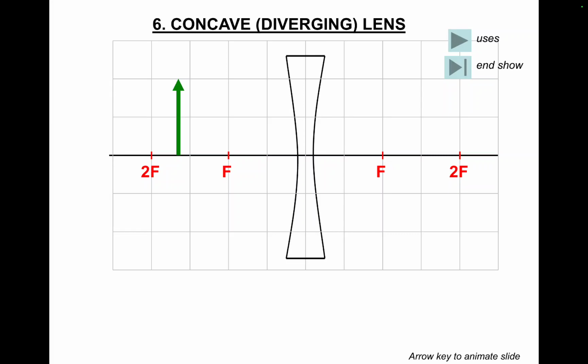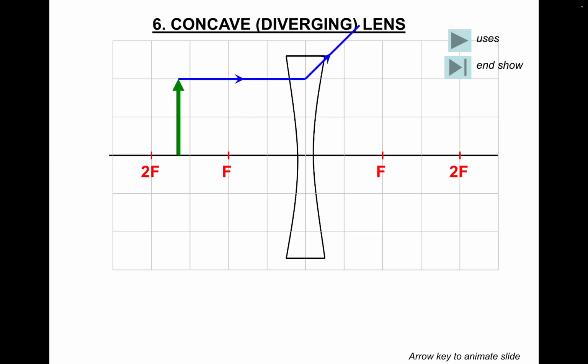It could be greater than 2f, at 2f, between f and 2f in this instance, at f, or closer than f. Obviously, with convex diagrams, the converging lens that we did in the previous video, there were 5 different types of images produced. This is just one. Slightly different diagram, so it's parallel to the principal axis. Once it gets to the diverging lens, it diverges away from the original path that it takes, like this.